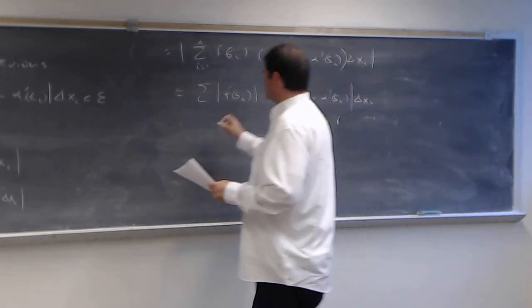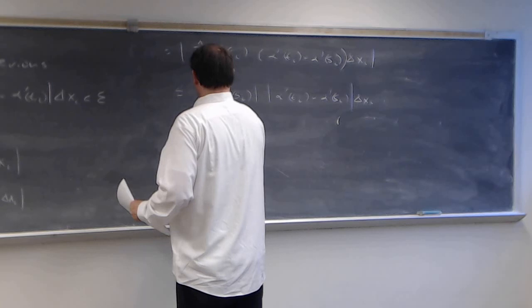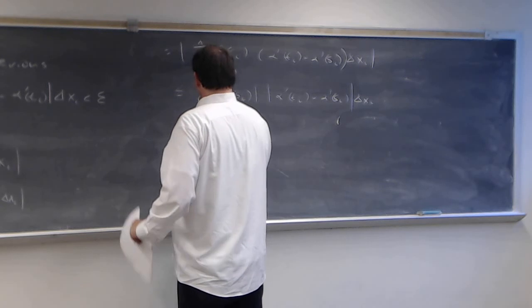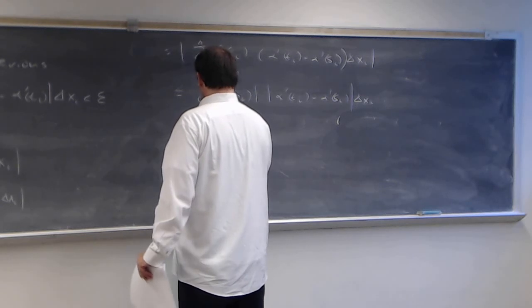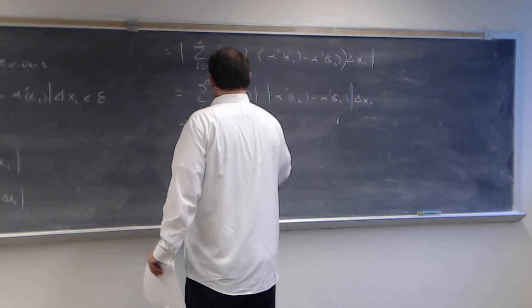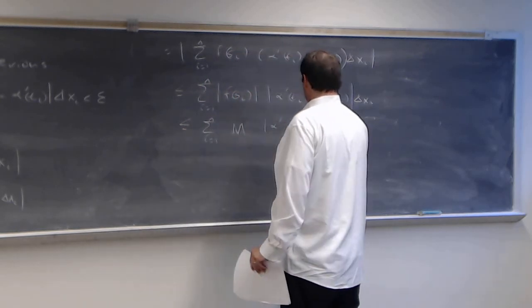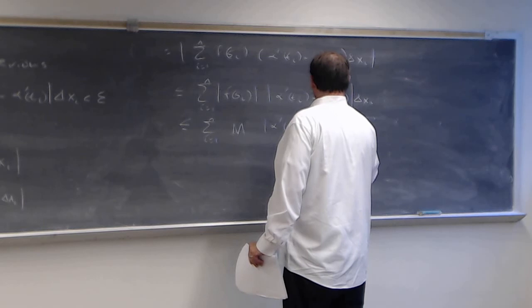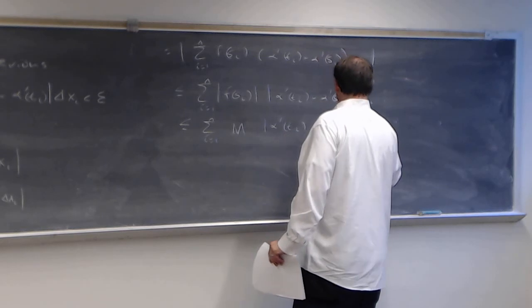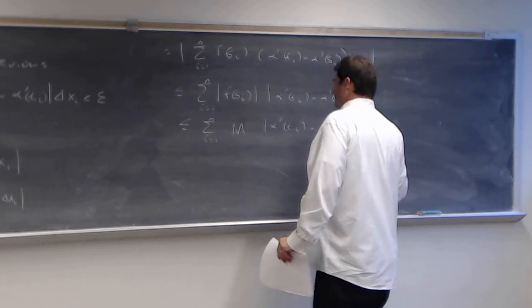Now, we replace this by something bigger than it. That's the sum as I run from 1 to n, and we replace it with n. And here's this alpha prime of t sub i's minus alpha prime of s sub i's, delta x sub i's.